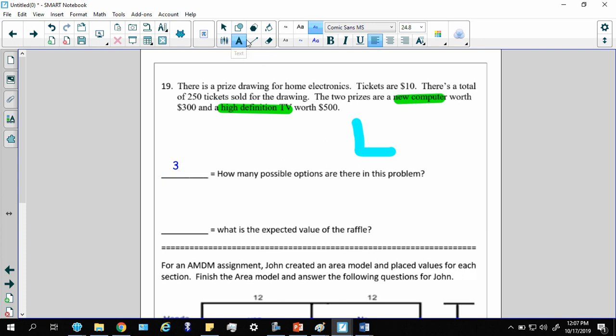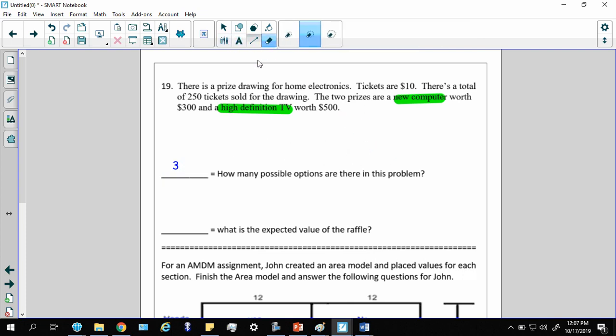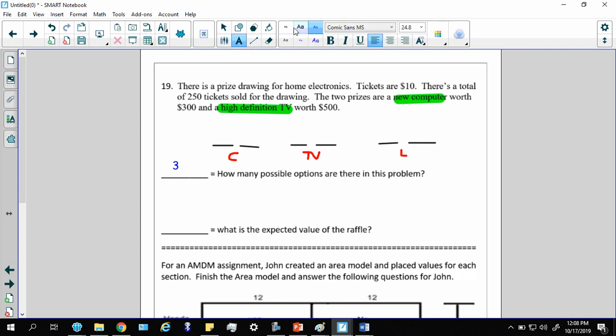All right, so 3 possibilities means 6 blanks. Blank, blank, blank, blank, blank, blank. I don't know why I wrote them so small, but we did. All right, so this represents the computer. This represents the TV. This represents if you're a big loser. Now, you should know at this point to subtract $10 from everything that is being purchased. So that's $290. The TV will be worth $490. And if you're a big loser, you're negative $10.